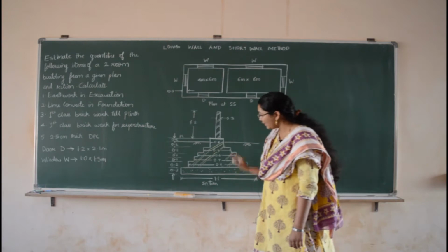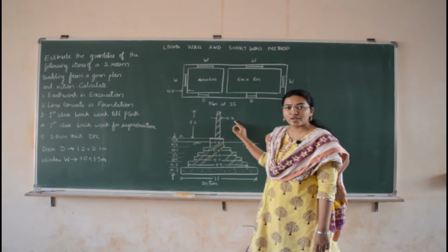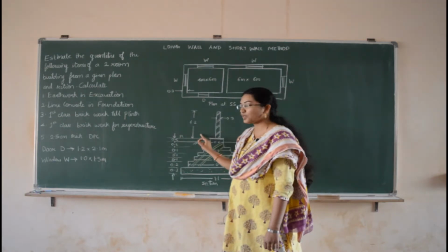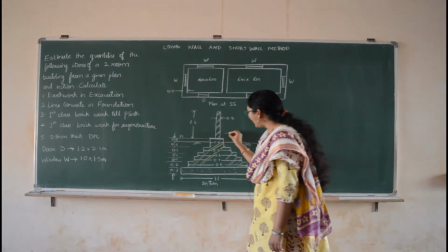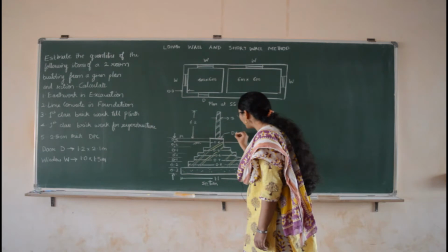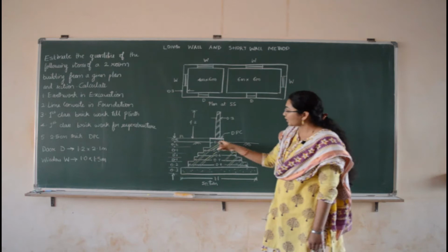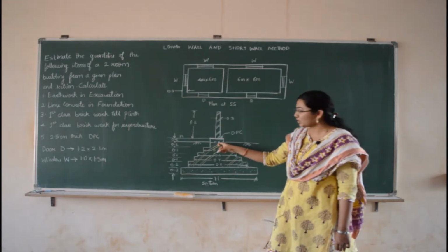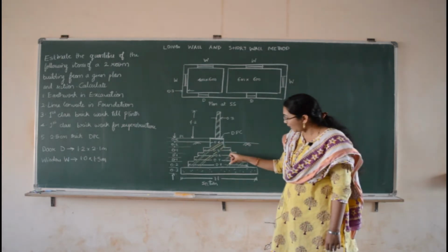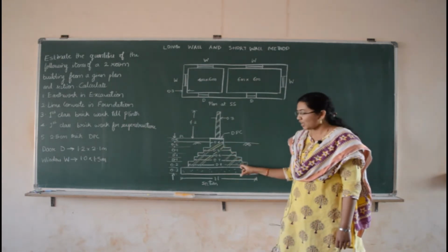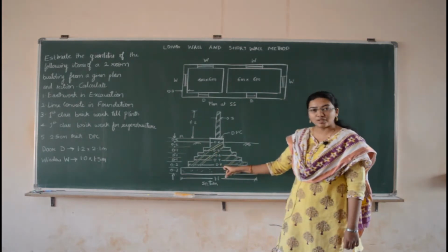A section is given. The section goes like this. For the superstructure, the width of the wall is given as 0.3 meters. Then the height of the superstructure is 4.2. Here we have the plinth level and this part is your DPC, which is 2.5 centimeters. The width of the DPC is given as 0.4, and the plinth level also has width 0.4. Then we have 1, 2, 3 and 4 steps. The widths go 0.5, 0.6, 0.7 and 0.8 meters.